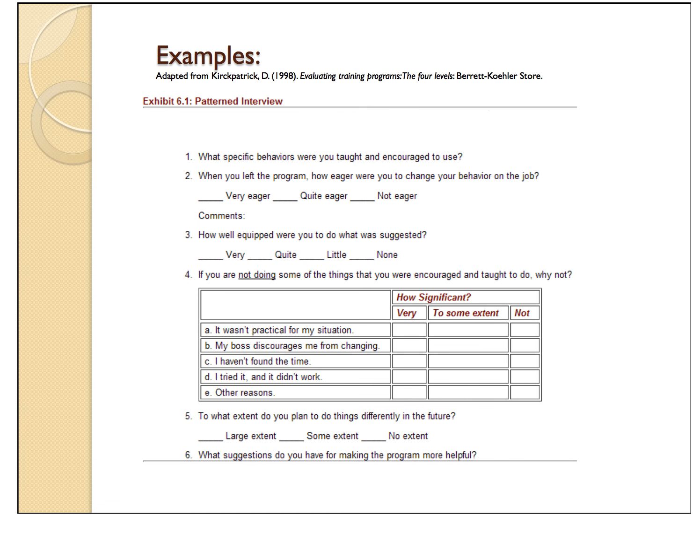Here's another example. It's called a patterned interview. When you left the program, how eager were you to change? With a place for comments. How well equipped were you to do what was suggested? Sometimes they might not feel like they can do it. If you are not doing some of the things that you were encouraged and taught to do, why not? And so it's sort of a table for responding to that.